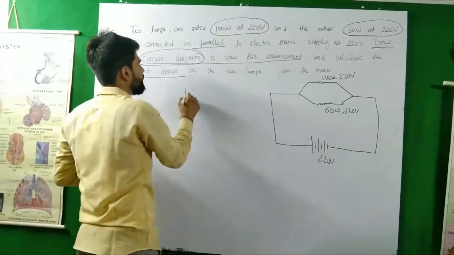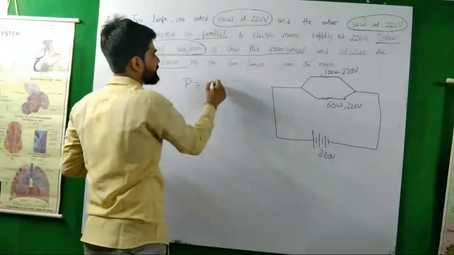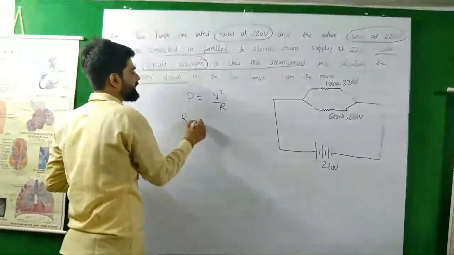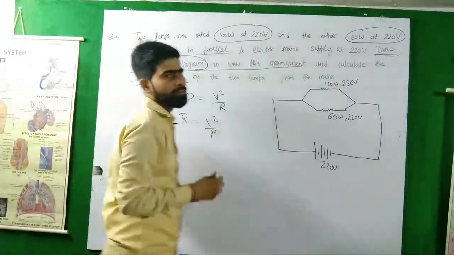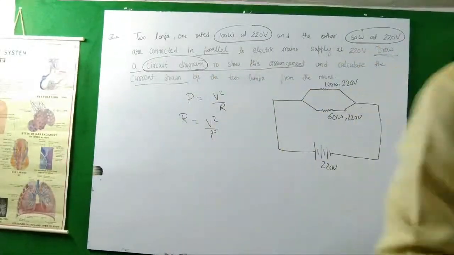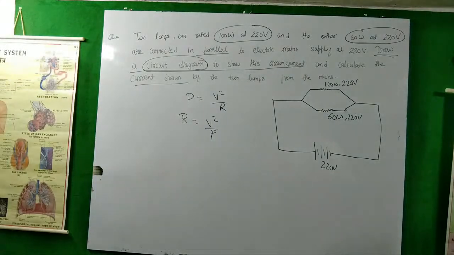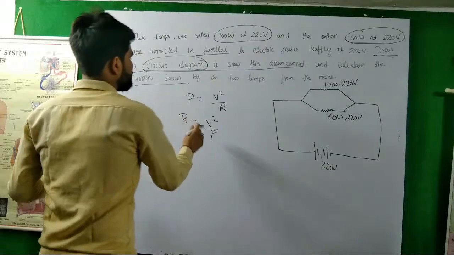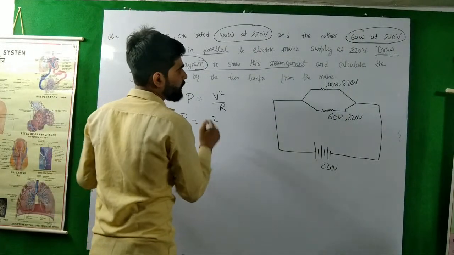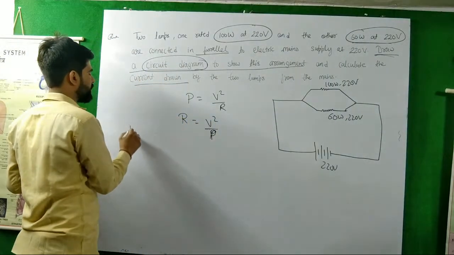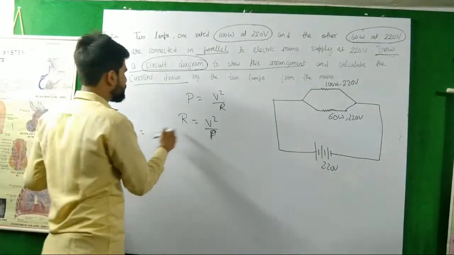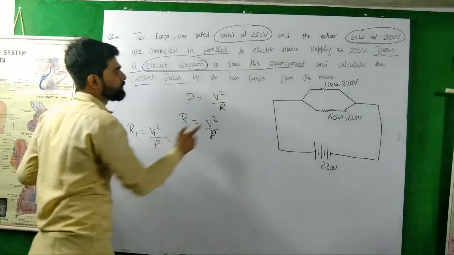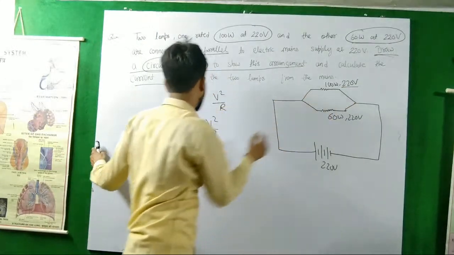We know very well the formula for power is P equals V square upon R. From this we can write R is equal to V square upon P. For this we have to find first R1 and next R2. For finding R1, it is V1 square upon P, and the value of V1 is 220 volt.